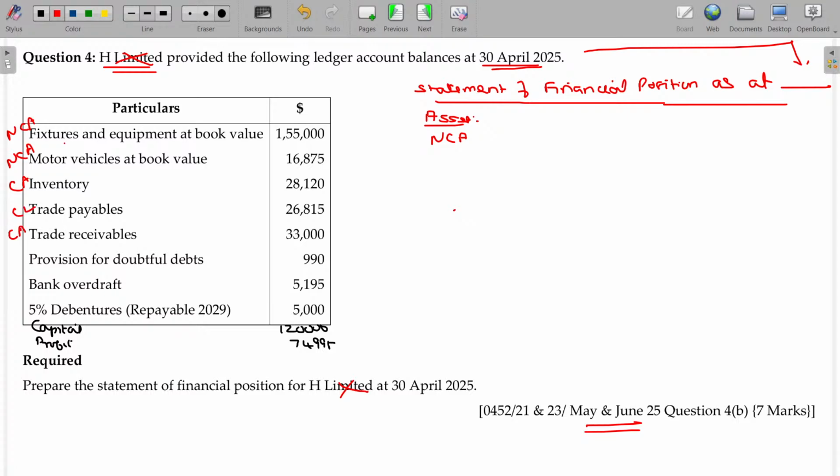Trade receivables, current assets. Provision for doubtful debts should be subtracted from the trade receivables. Bank overdraft, current liabilities. And 5% debentures repayable 2029. So repayable only in 2029 means more than 12 months, so it will come under non-current liabilities. So under non-current assets, we have first fixtures and equipment. This value being 1,55,000.